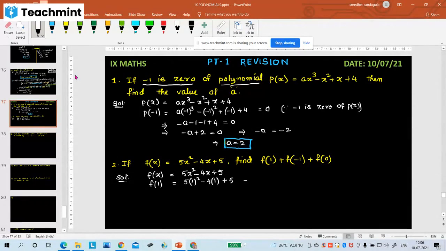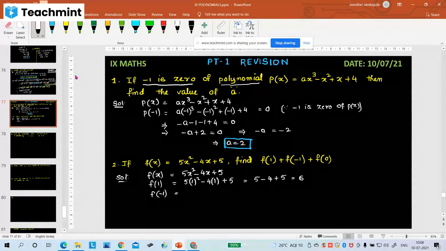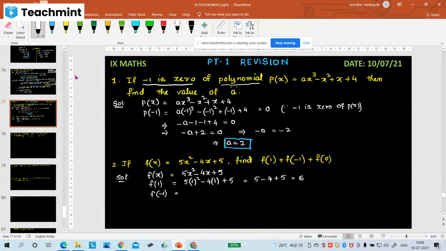Okay, in the same steps you simplify this. 5 into 1 square you get 5. Minus 4 into 1 you get minus 4 plus 5. So you will get ultimately 5 plus 5, 10. 10 minus 4, 6. Okay, similarly, you have to find the f of minus 1 value also. So these questions are not given in the NCERT reader. These are all miscellaneous questions which are compiled from different publication books.